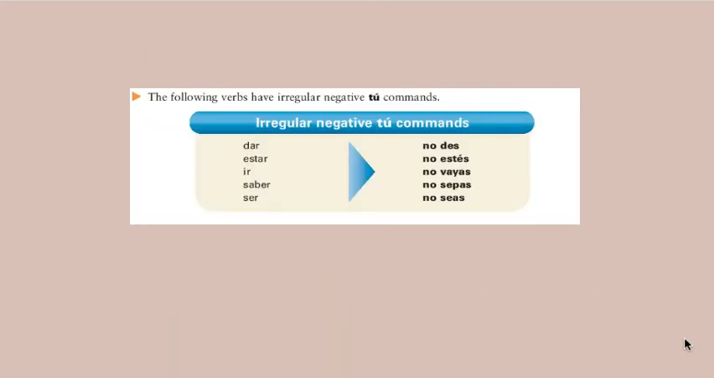And the following verbs have irregular negative tú commands. Dar is no des. Estar, no estés. Ir, no vayas. Saber, no sepas. And ser, no seas. So these forms are also from the subjunctive mood of the Spanish language, which we covered in a different video.